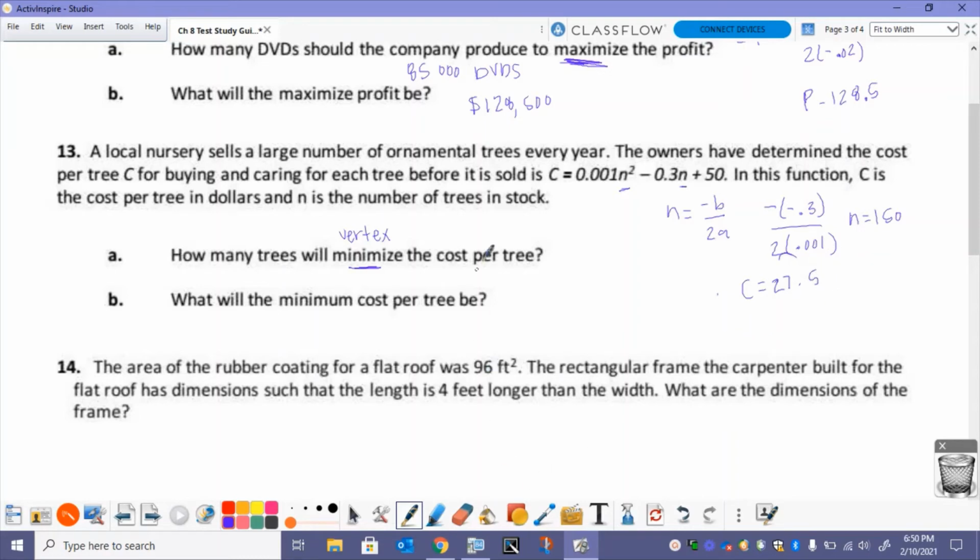Just jotting some notes. That's all I'm doing over here. So how many trees will minimize the cost per tree? Okay, well, it tells us C is the cost per tree in dollars. So C, this is our cost. And N is the number of trees. So this is our trees. And notice this one doesn't say anything about being thousands or anything like that. So we're just going to write it the way we got it. So 150 trees. What will the minimum cost per tree be? $27.50. Make sure you're writing your answers in the correct units.